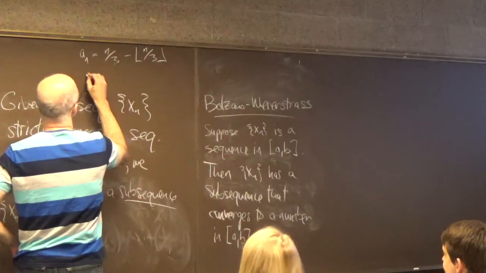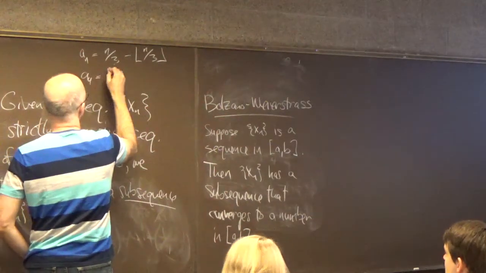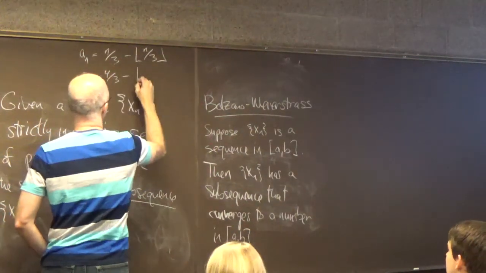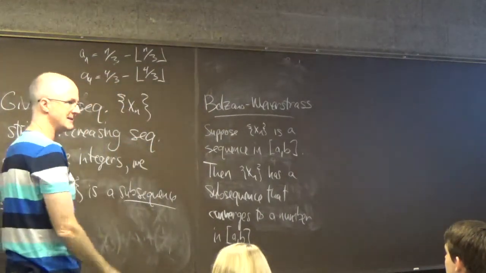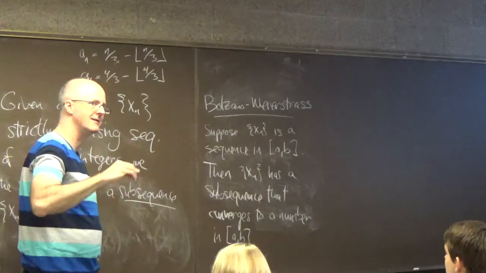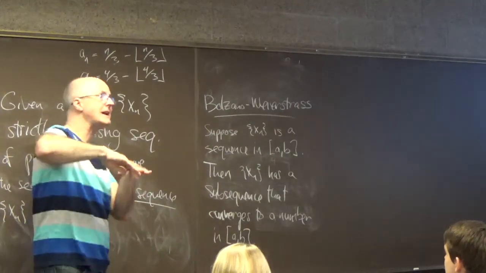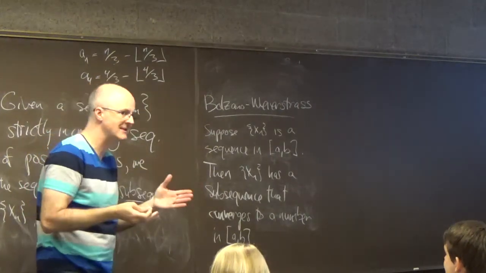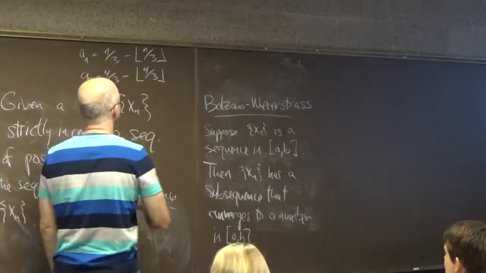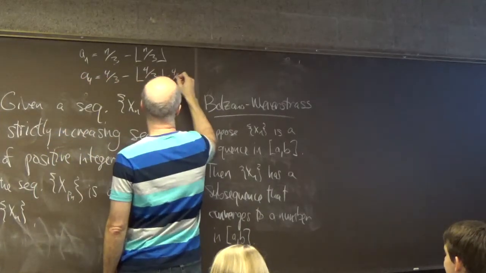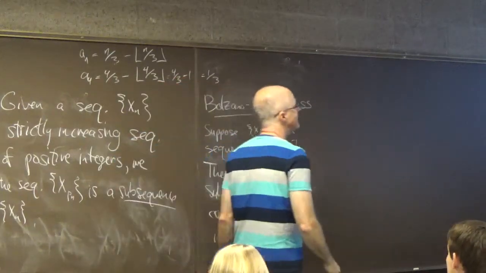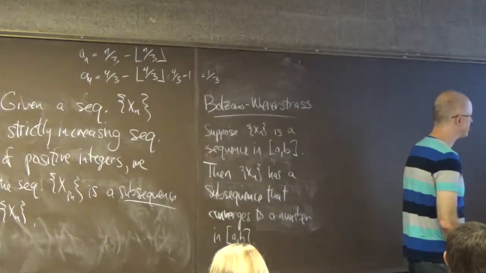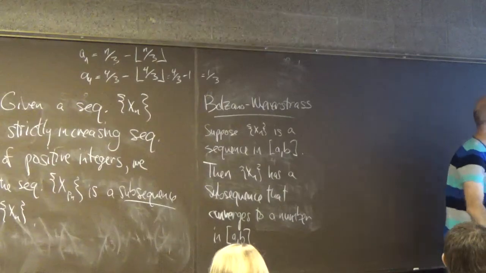For example, A of 4 is 4/3 minus the floor of 4/3. The greatest integer in 4/3 is 1. It's the greatest integer less than or equal to 4/3. So this is 4/3 minus 1, which is 1/3. Discrete plot will plot the values of this sequence, and here they are.